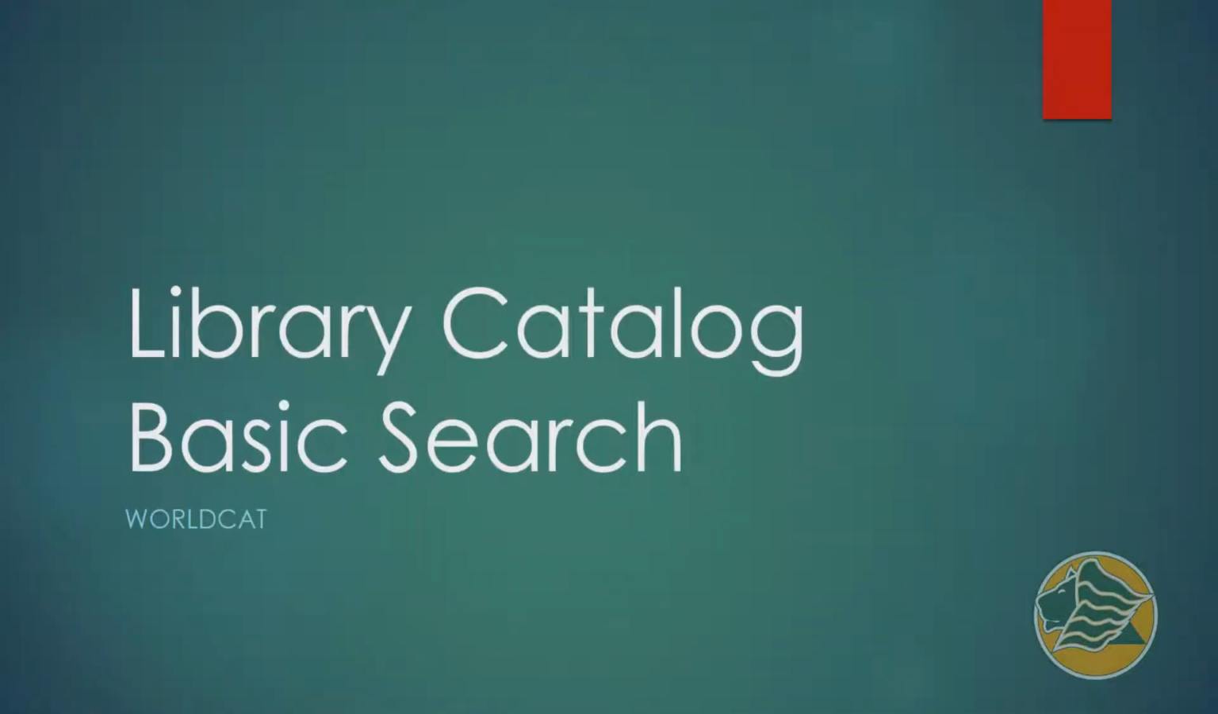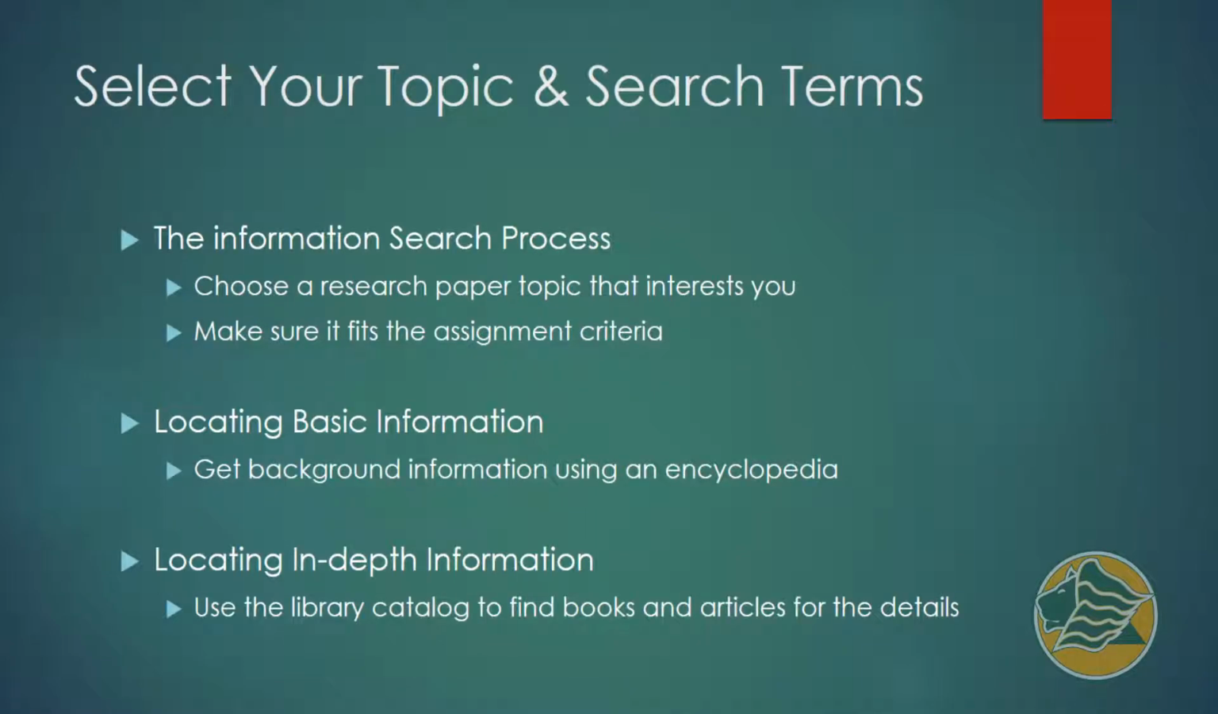catalog and how to do a basic search in WorldCat. First, we need to select our topic and the search terms we're going to use. The first step is to make sure that you pick a topic that interests you. It's no fun to do a research paper on a topic that's boring. Once you've found a topic that's interesting, make sure that it fits the assignment criteria your professor has given you.